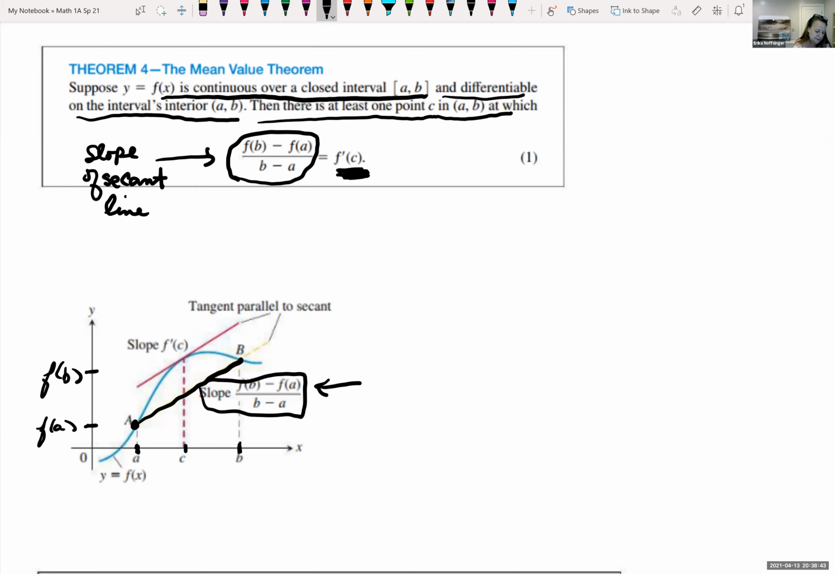And in this case, they show us where it is. If you look at x equals c, and we drew the tangent line through x equals c, you notice that those are parallel lines. Remember, parallel lines have the same slope. Okay, so that's the mean value theorem. So let's look at some examples using the mean value theorem.